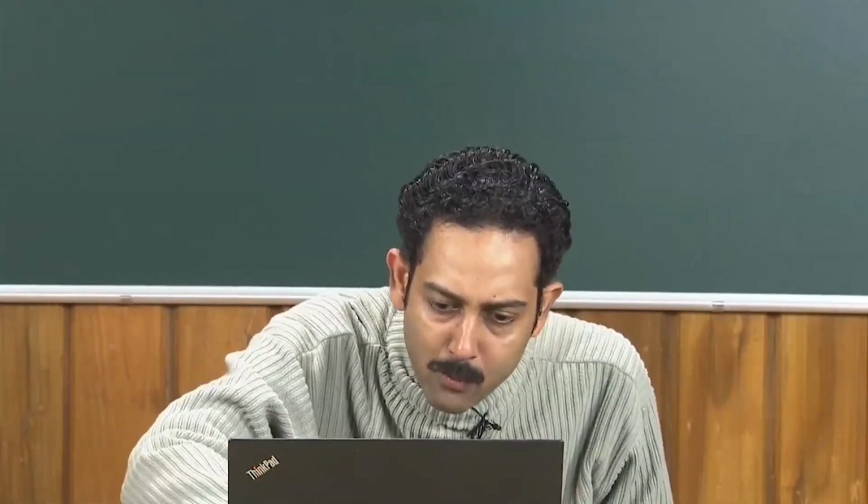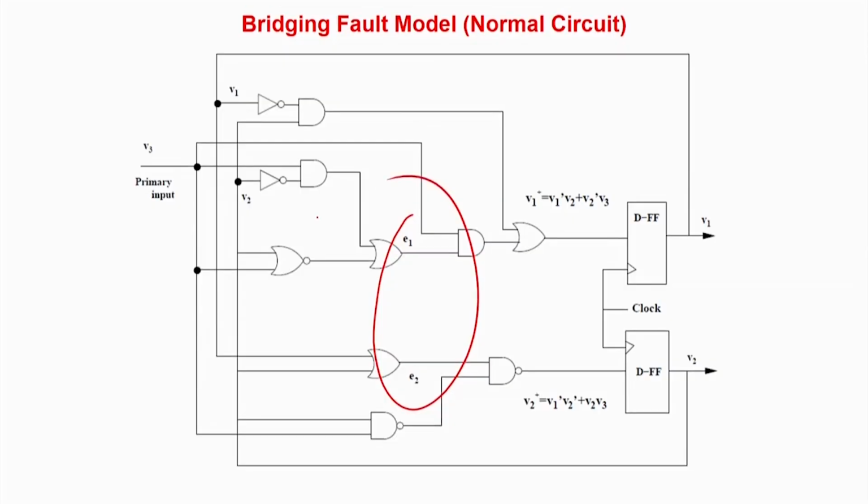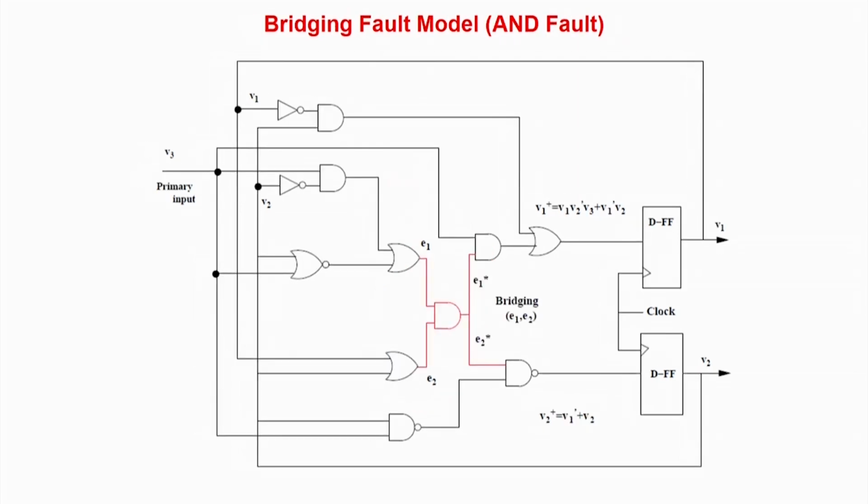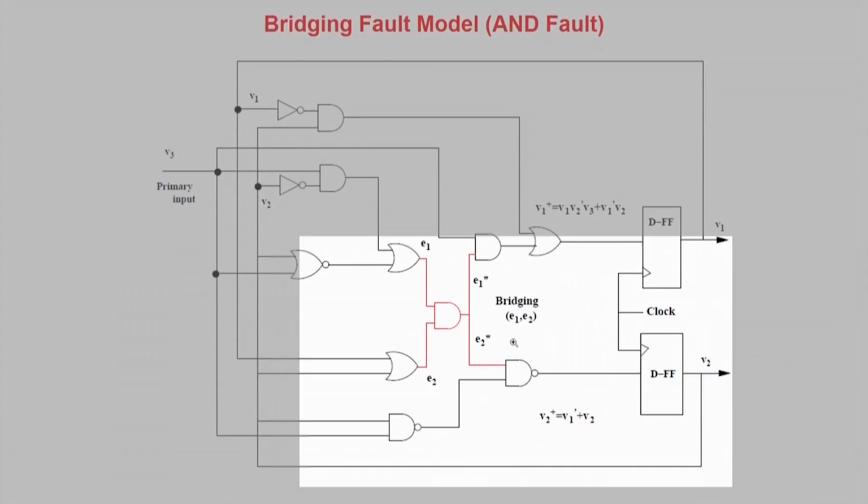So let us assume that we are going to take E1 and E2, 2 lines which are in close proximity and have a bridging fault, that is they may have a coupling. So what is that coupling about? So they assume that these 2 lines E1 and E2 which are involved in coupling, they have some logical interference, like it's an AND interference. So E1 will be fed to this line as E1 star. Let me zoom this part.